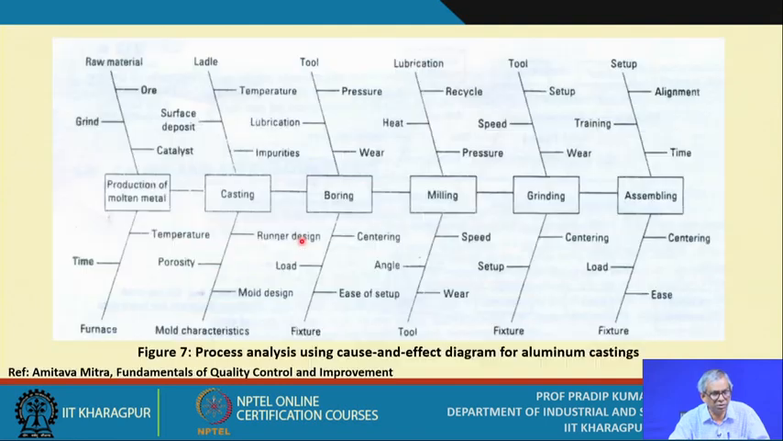Suppose this is the process stages, say production of molten metal, casting, boring and all. Each stage affects the next stage. That means there are inputs, and these inputs are converted into outputs, and the outputs go to the casting plus the individual inputs you have. This way each stage is presented, with the causes.